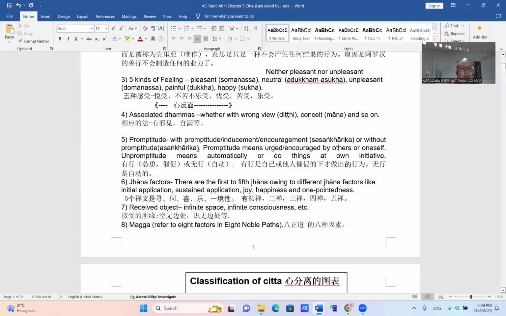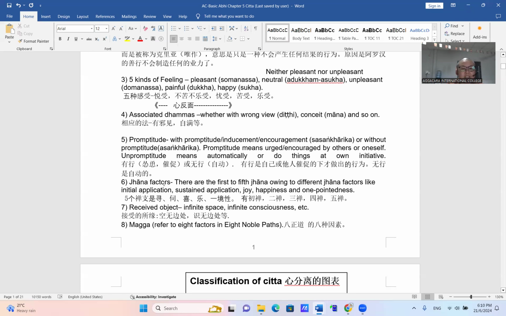So this is called sasankharika. Another one is called asankharika. Here, like just now, the a comes from the word na, meaning negative, so it's without prompting. Very easy: with prompting and without prompting, asankharika or sasankharika. Later we'll come back to the Pali terms again.